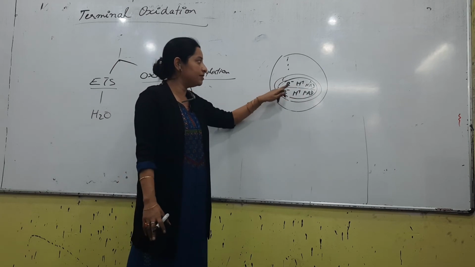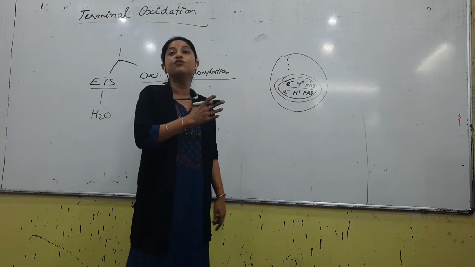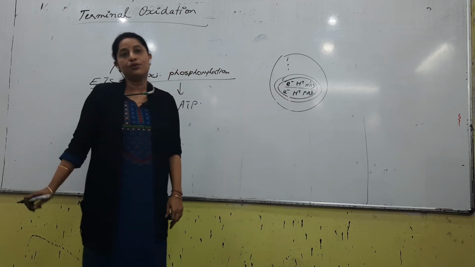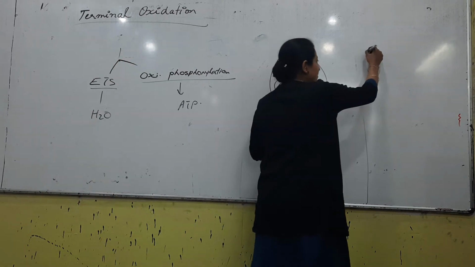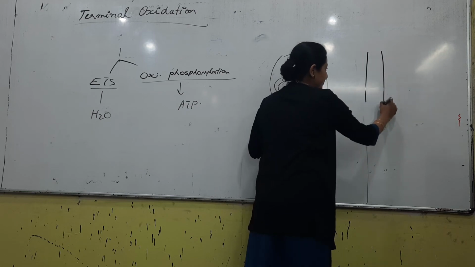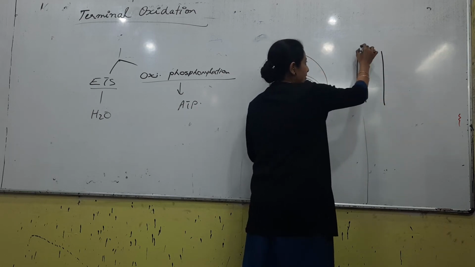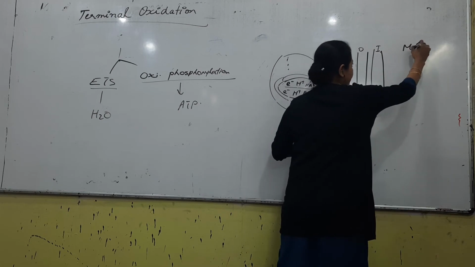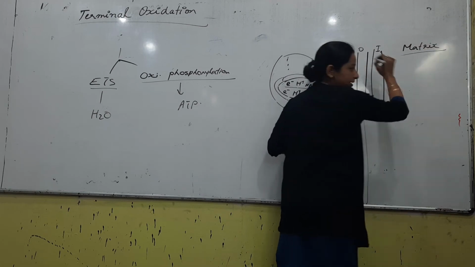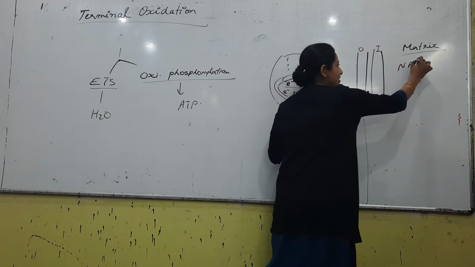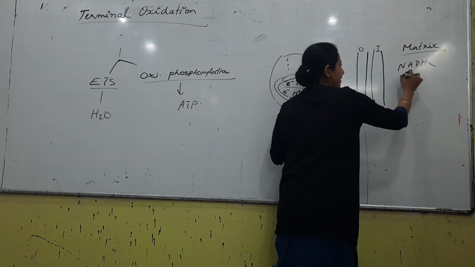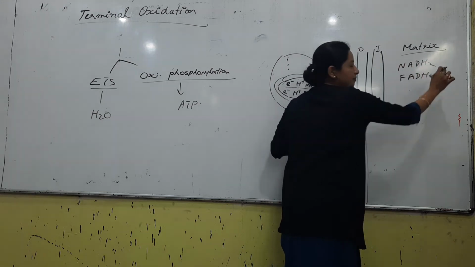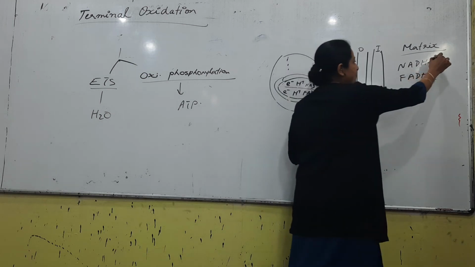So inside the mitochondria, the electrons and protons have to be removed. So if you are talking about mitochondria as outer membrane, inner membrane and matrix, NADH2 and FADH2 are formed in the matrix.